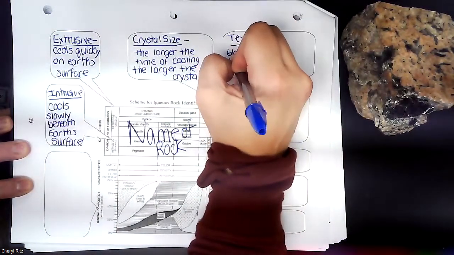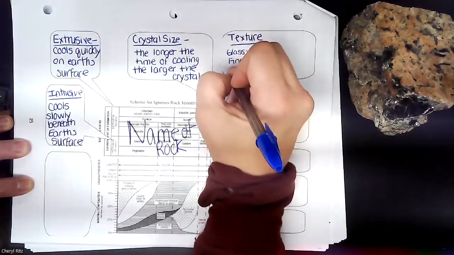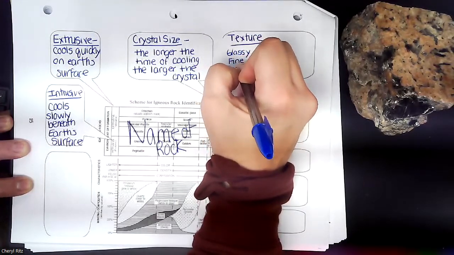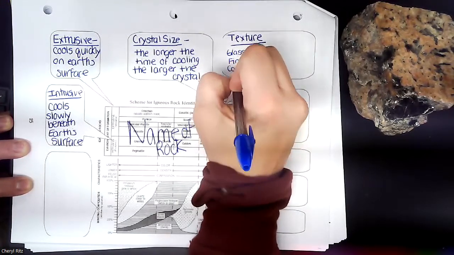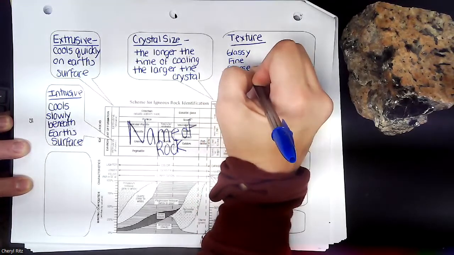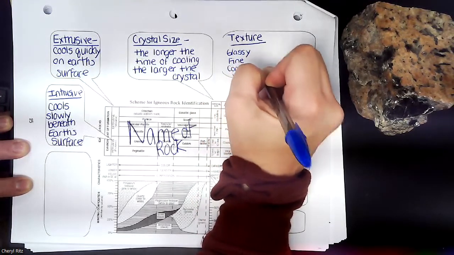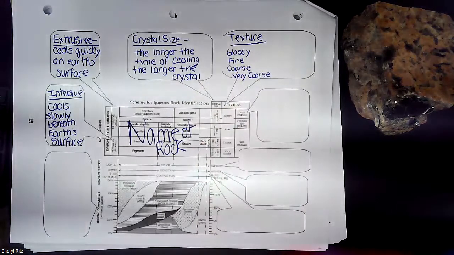Yeah, that's tough. Texture has four choices, which is a perfect place to pick up. They are glassy, fine, coarse, and very coarse. This is a perfect place to review because this is probably a tricky part.